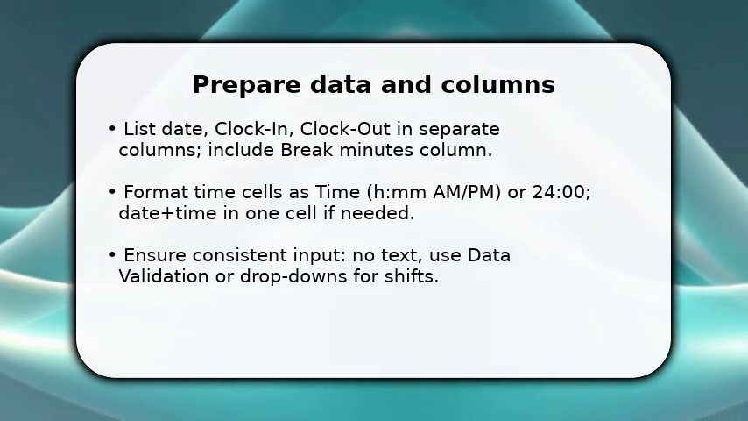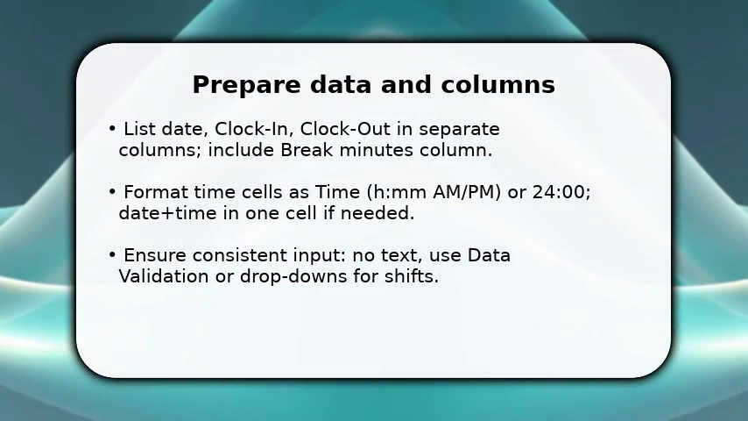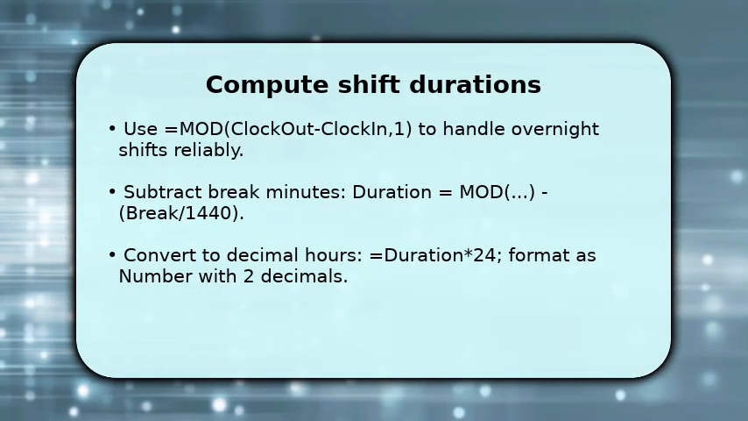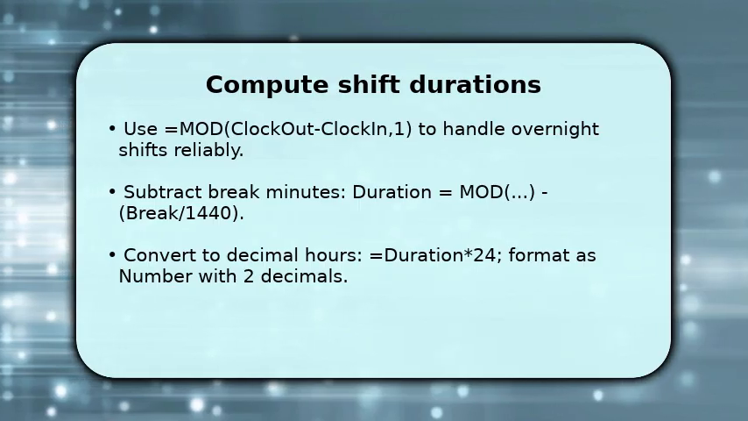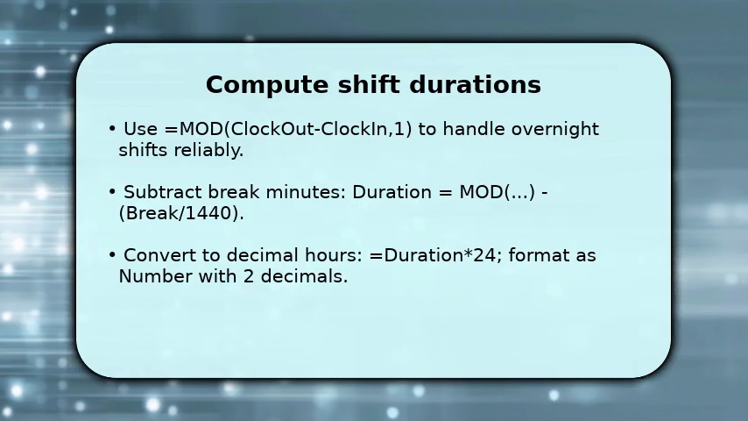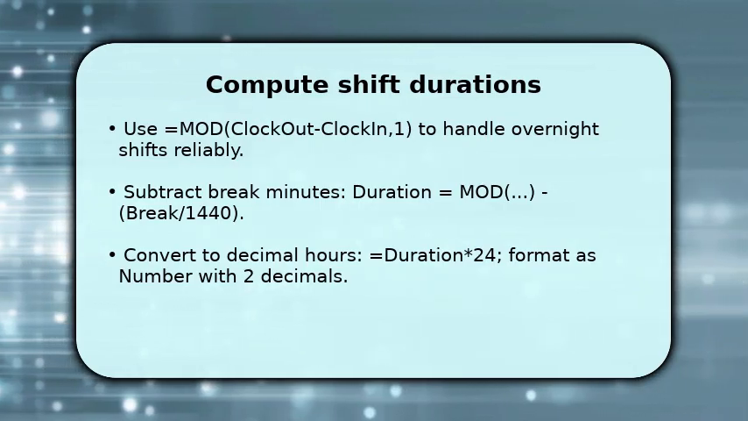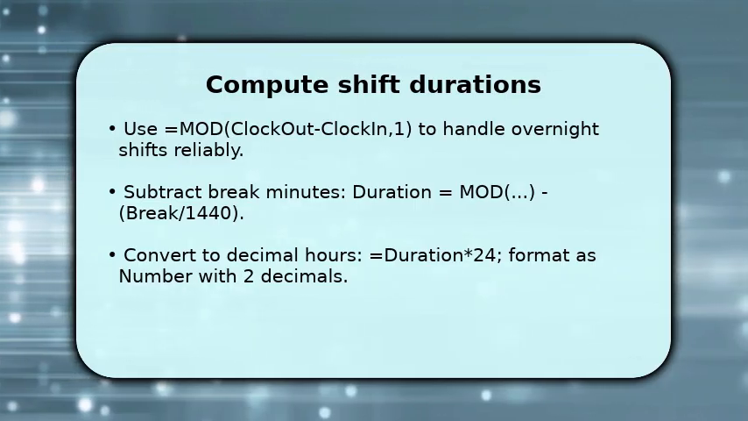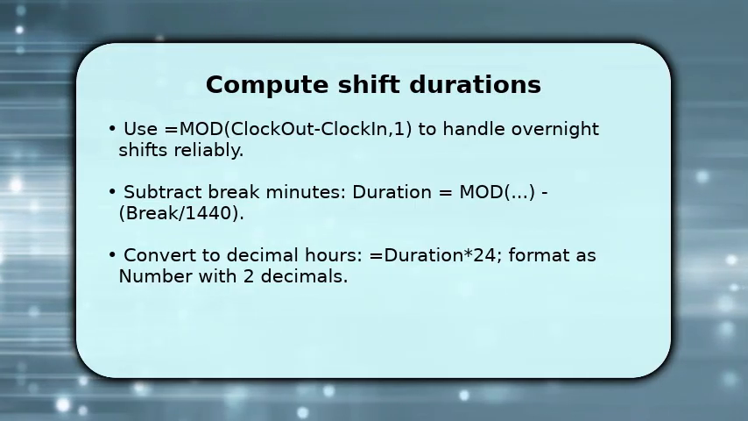Next, calculate each shift duration and handle tricky cases. Use =MOD(clock out - clock in, 1) so overnight shifts yield a positive time. Then subtract breaks by converting minutes to days with break/1440. For example, =MOD(C2-B2,1)-D2/1440.